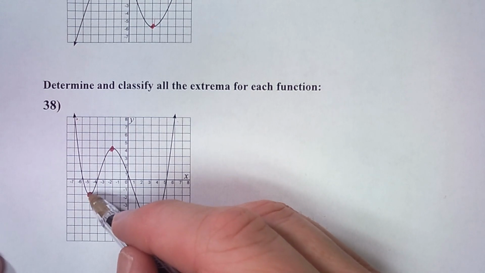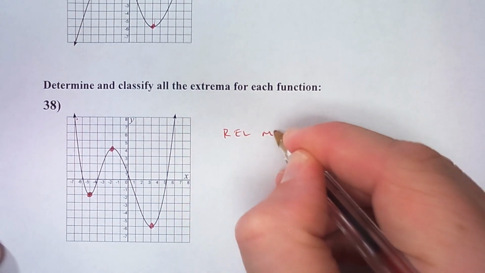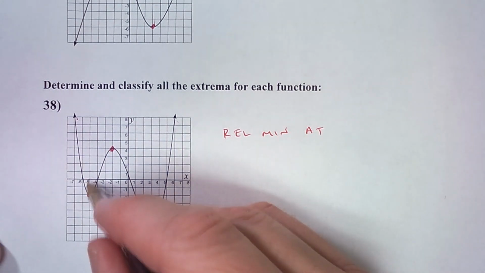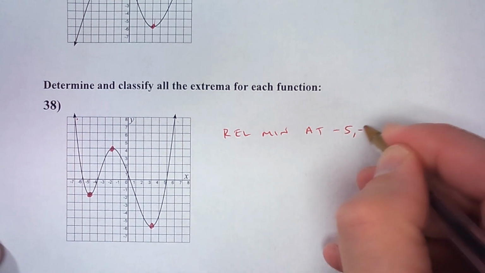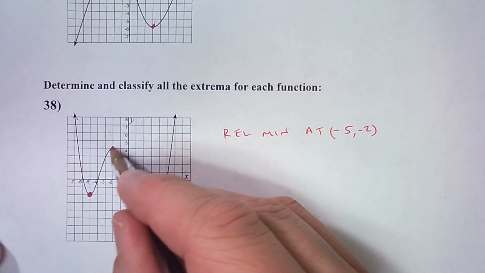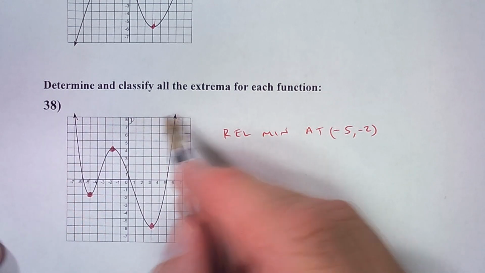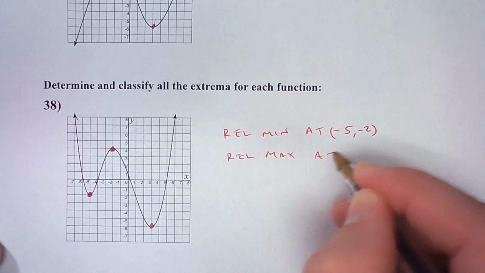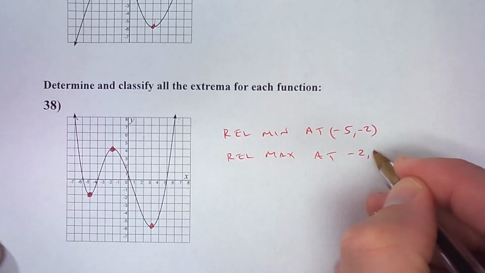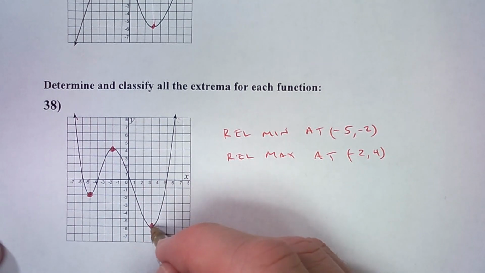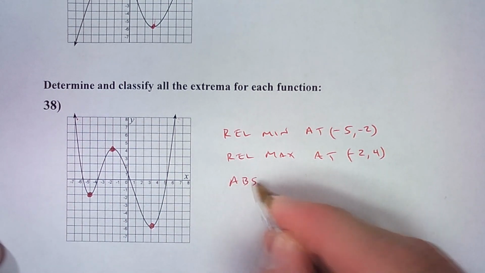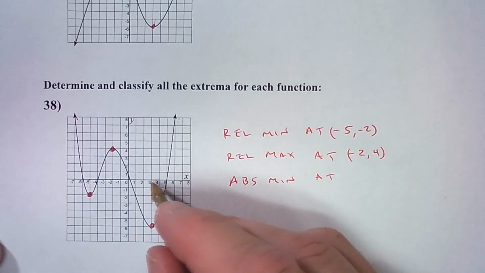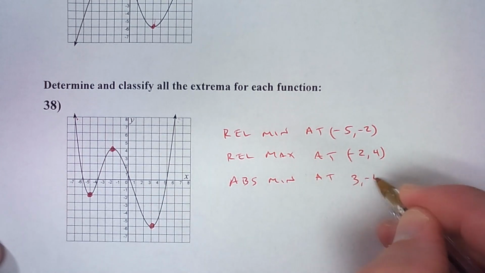So what type of minimum? This is not the lowest this graph will ever get, which means it is a relative minimum at negative 5, negative 2. This is a maximum, but it's not the highest it'll ever get because it goes higher here. So this is a relative maximum at negative 2, 4. And then here, this is the lowest it ever goes, so it is an absolute minimum at 3, negative 6.